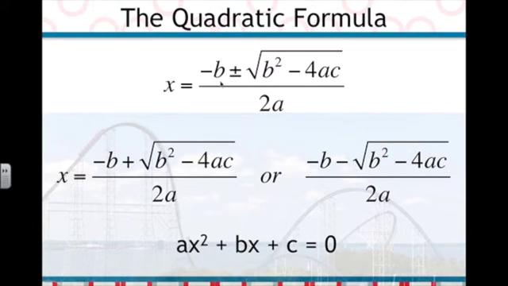Negative b, plus or minus square root, b squared minus 4ac, all over 2a.